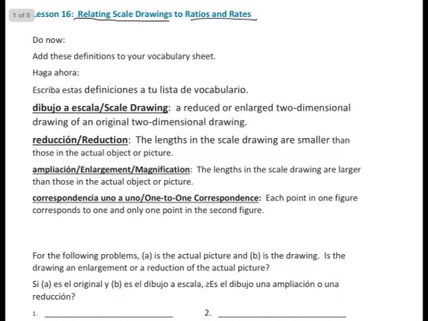Good afternoon, everyone. Today we're going to be learning about relating scale drawings to ratios and rates. So a drawing, I'm sure you know, would be a picture. And a scale drawing would be a picture that's the same picture but smaller, or larger.